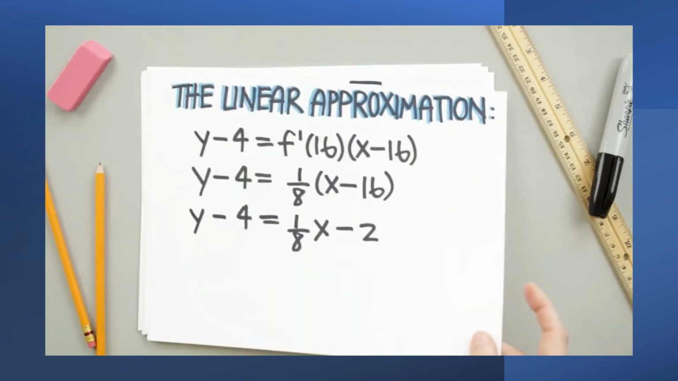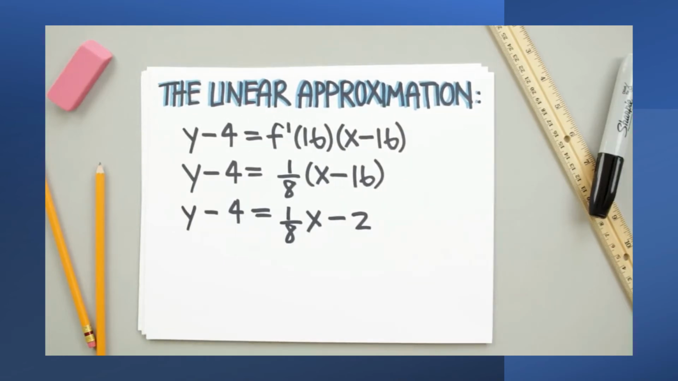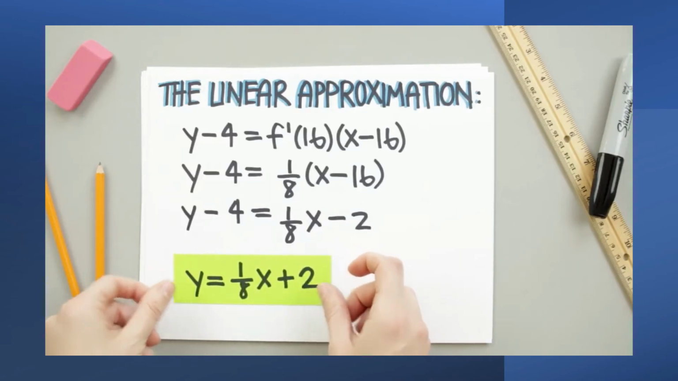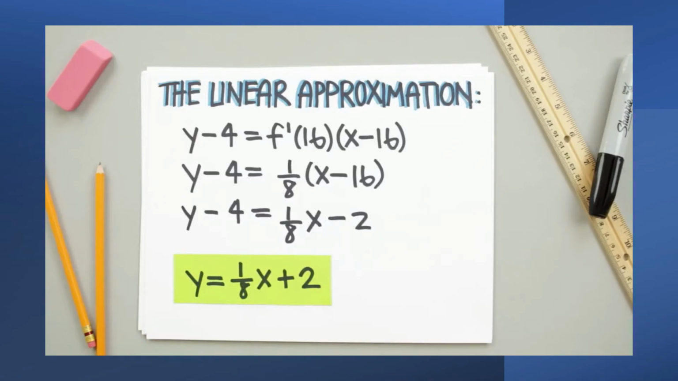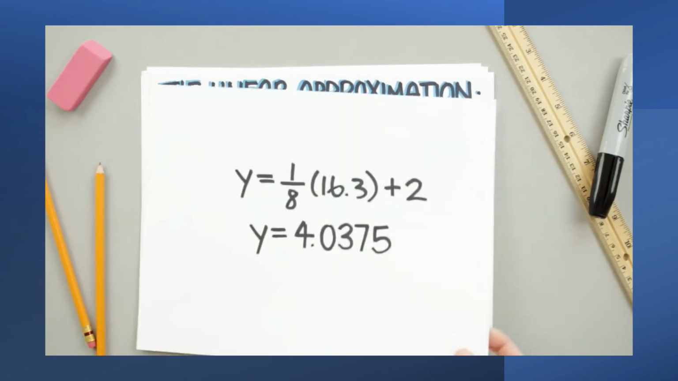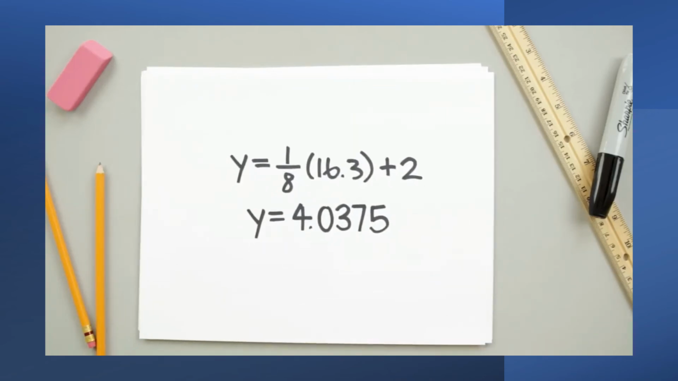The equation for the line we're using for our linear approximation then is y minus 4 equals 1/8 times x minus 16. After a bit of algebra, we get the simple equation y equals 1/8 x plus 2. Now all we need to do is plug in 16.3 for x, and that's going to give us 16.3 over 8 plus 2, or just 4.0375.